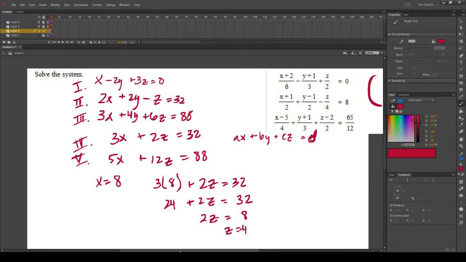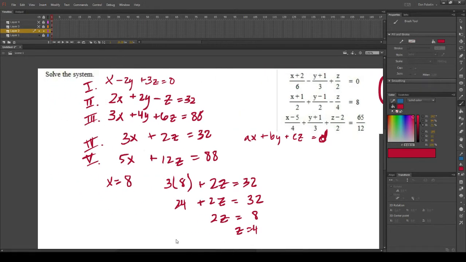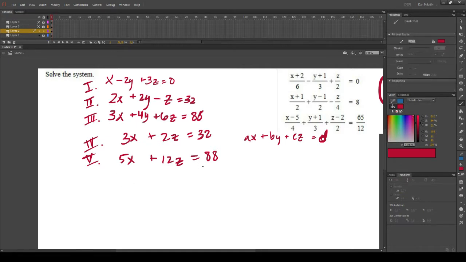Again, let's check our answer. Z is indeed 4. Great. So we're almost done. This is the home stretch. So we said x equals 8, z is equal to 4. So now we have to choose from either 1, 2, or 3. Let's just work with number 1.